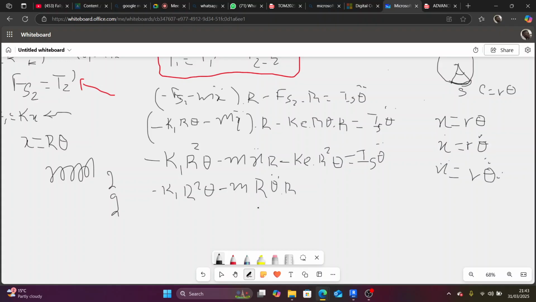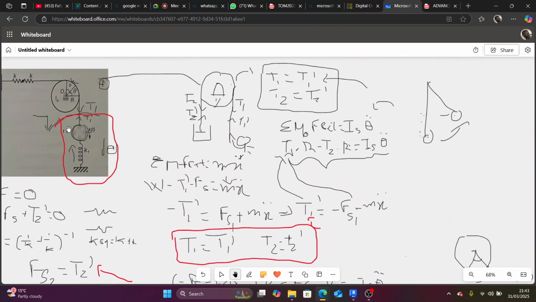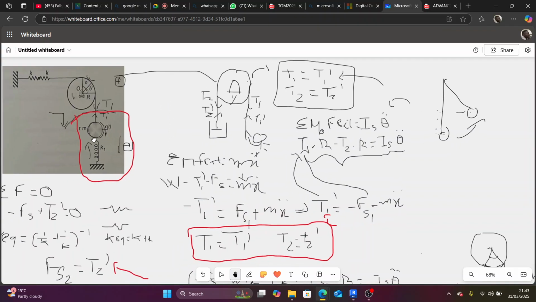Wait, sir, let me just see that. You replaced x with r theta. No, it's x dot dot. Okay, so x dot dot, you replaced with r theta dot dot. Okay, fine. Yes. Now I was expecting you to ask me a question like, why not this small r of this thing? Why not the small r?